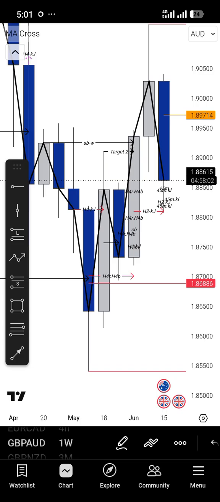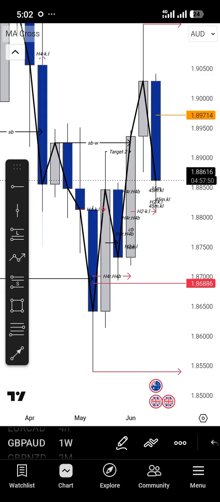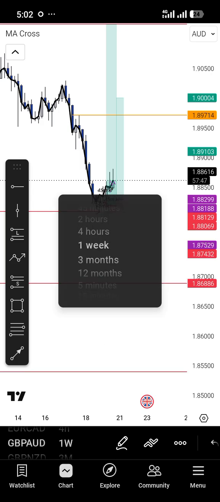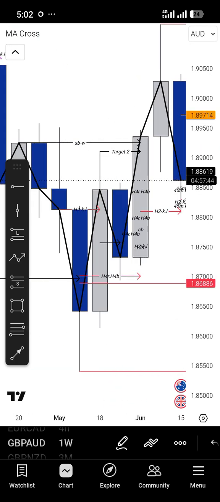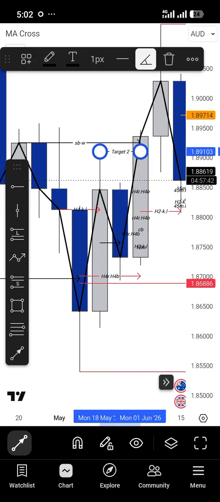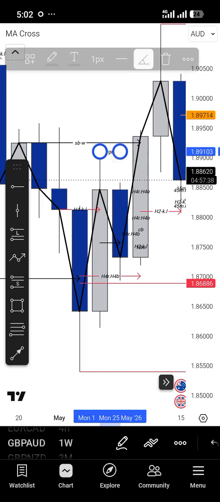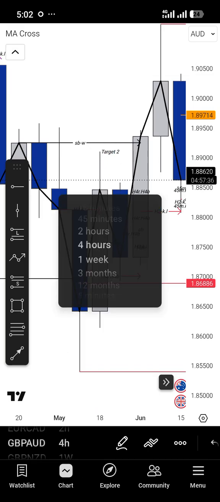Now that is just candle base. Now I've gotten just like a signal that price wants to go up, right? So I switched to my 4 hours. This is where the candle stopped. This is where the candle closed, right here. Target 2. That's where the candle closed, right? I'll go to my 4 hours.